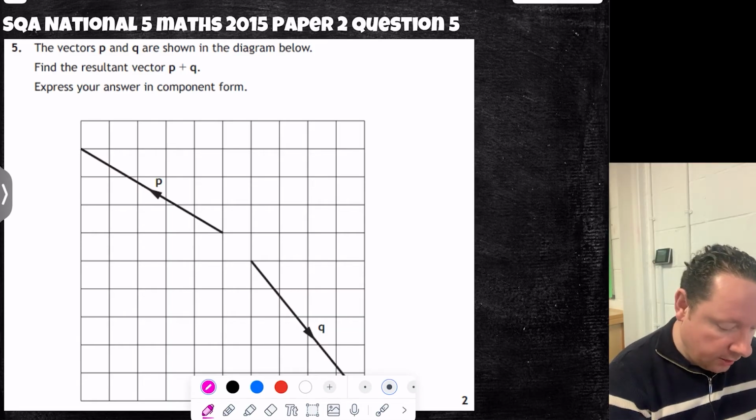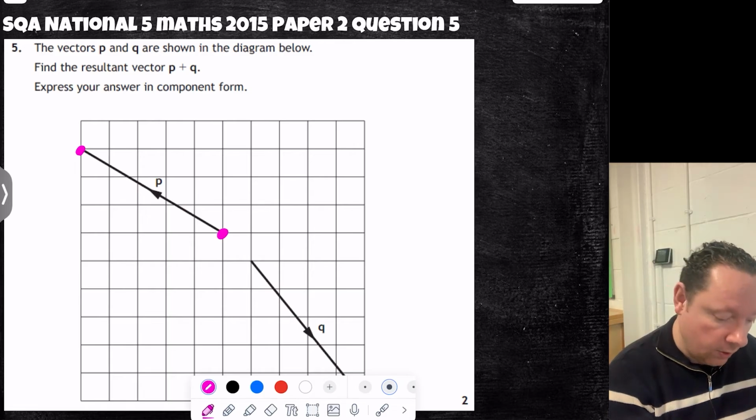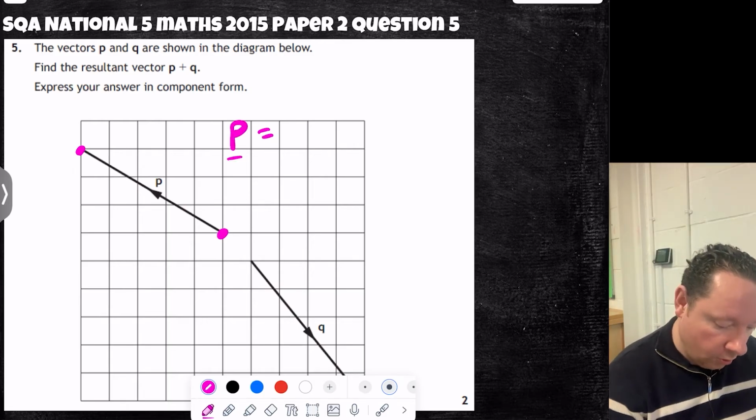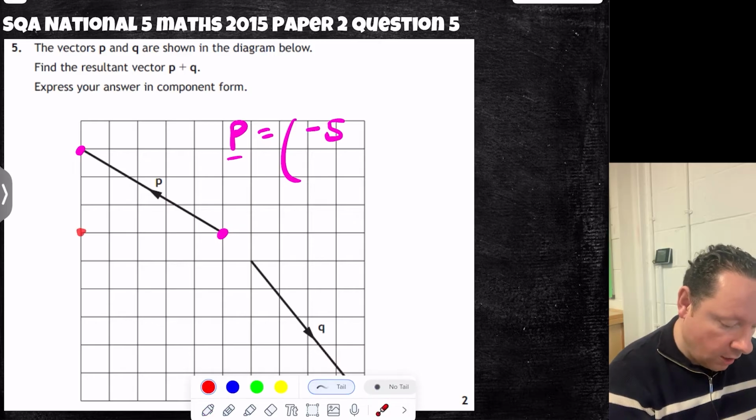So P starts here and ends up there. So I just need to work out how far along, how far up. So P is equal to, it goes along 1, 2, 3, 4, 5 to the left. So that's minus 5. Once I've hit there, it goes up 1, 2, 3.